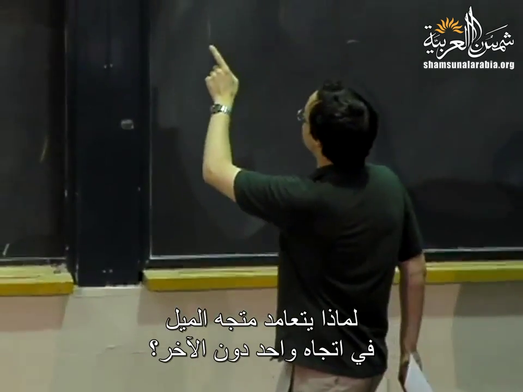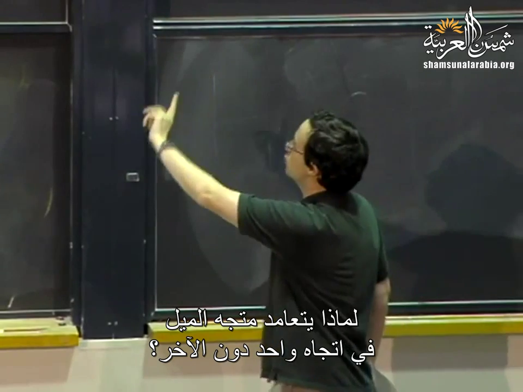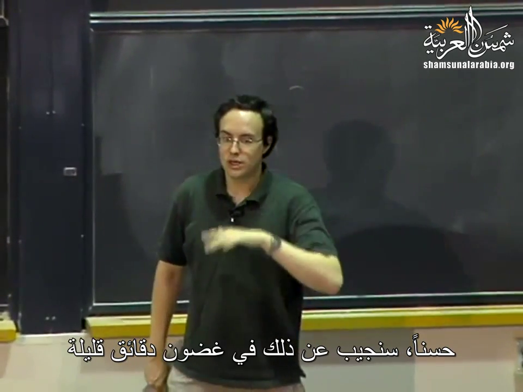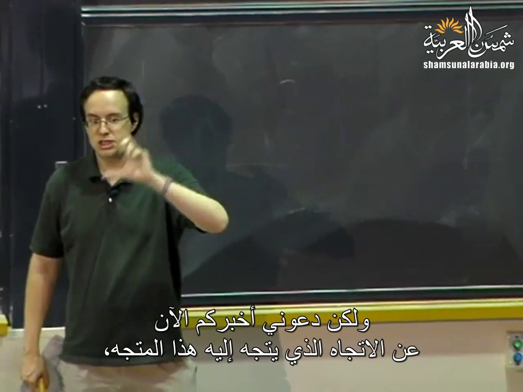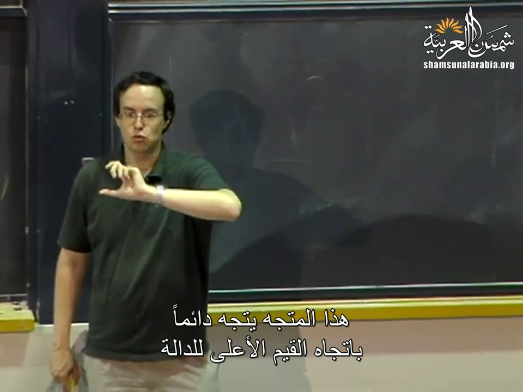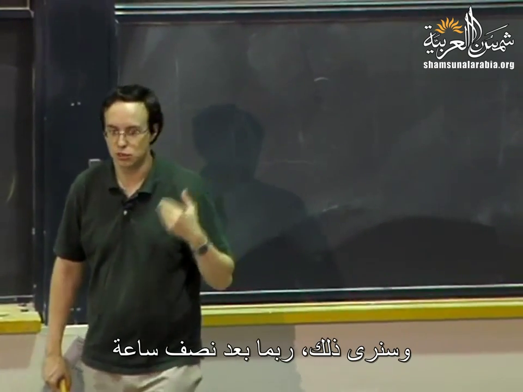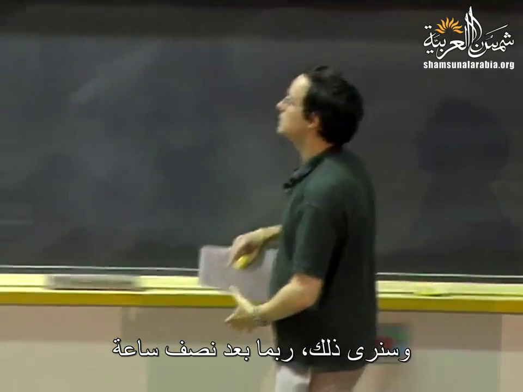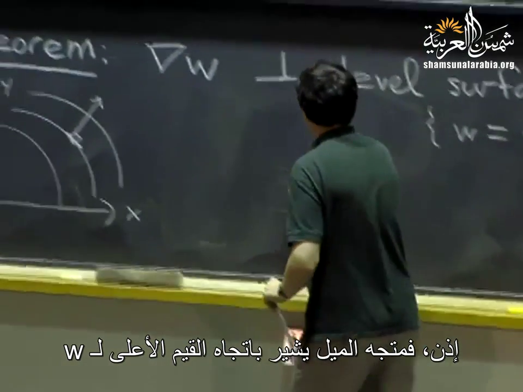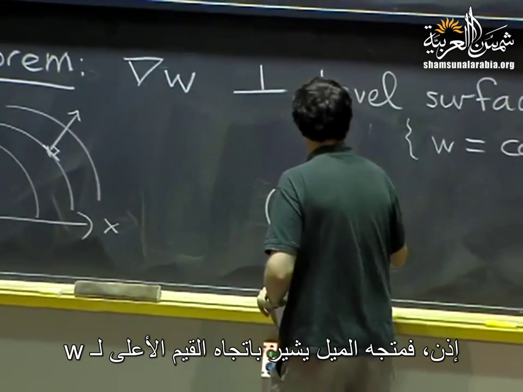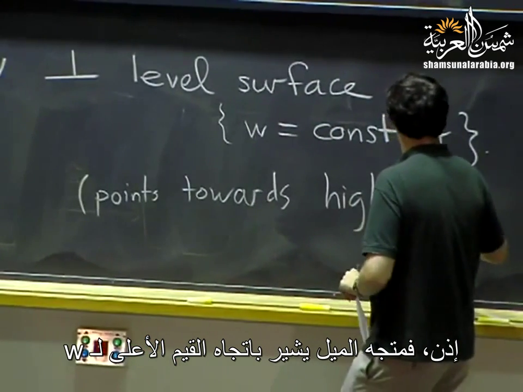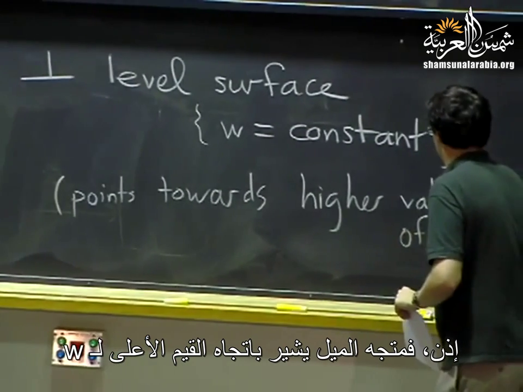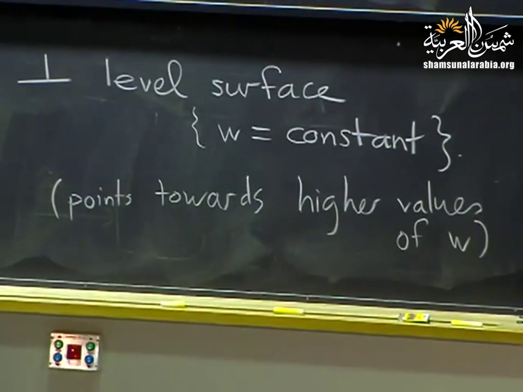Very good question. Why is the gradient vector perpendicular in one direction rather than the other? So we'll see the answer to that in a few minutes, but let me just tell you immediately, to decide which side it's pointing to, it's always pointing towards higher values of a function. Okay, and we'll see that maybe in about half an hour. So, well, let me say actually, it points towards higher values of W. Okay. Any other questions?